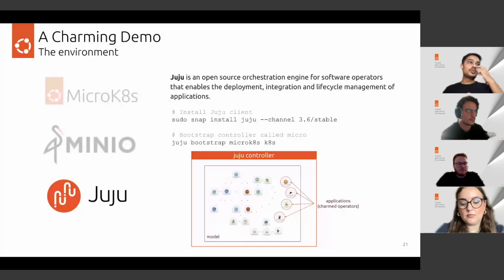So Juju is an open source orchestration engine, and it is meant for enabling the deployment, integration, and lifecycle management of charmed applications. Juju can run on top of VMs as well as Kubernetes, but today, since everything we deploy is going to be on top of Kubernetes, we will see the special uses of Juju on Kubernetes. It can also be installed using Snap.